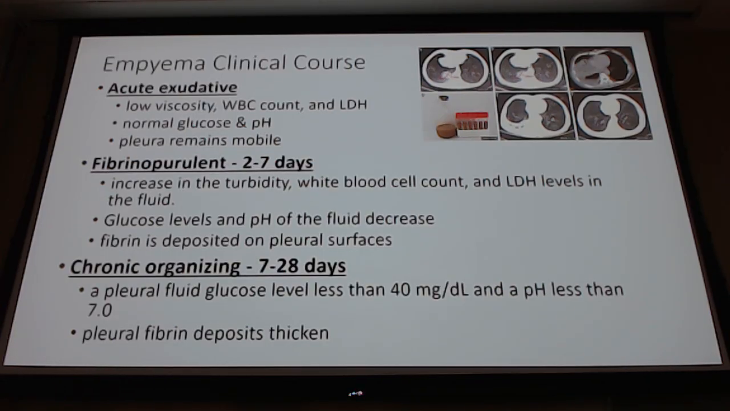The glucose level of the fluid is less than 40. The bugs love glucose, so the more bugs, the less glucose. The more bugs, the lower the pH. And then that fibrin deposit thickens.